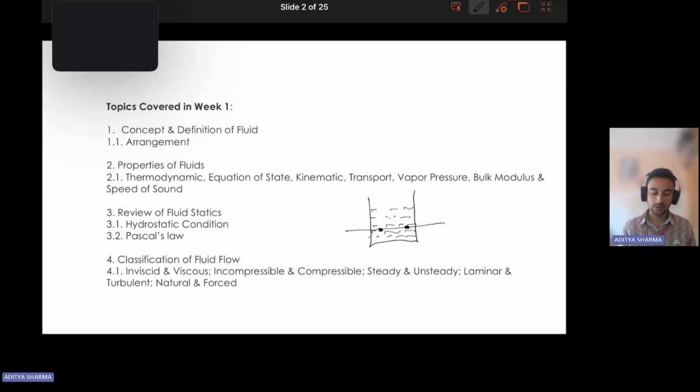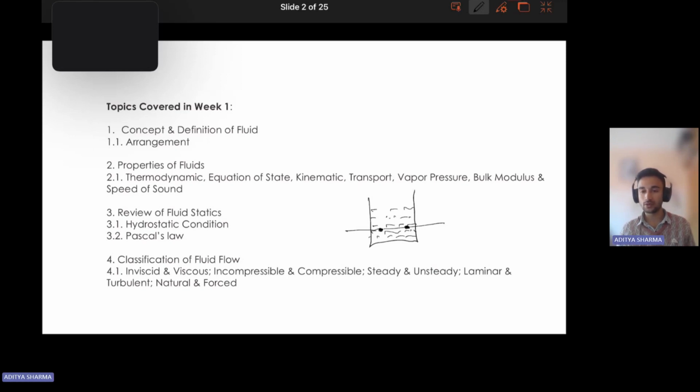For the viscosity theme, there are two categories of fluids. One is inviscid, that is there is no viscosity, and then there is viscous flow. For density variations, there is incompressible, where there is no density variation, and then compressible, where density variations are prominent. Based on whether the flow is changing with respect to time, if it is not changing, it is steady, and if it is changing, then it is unsteady.